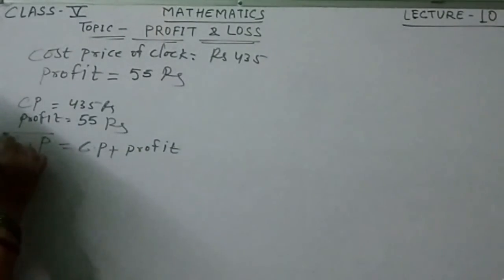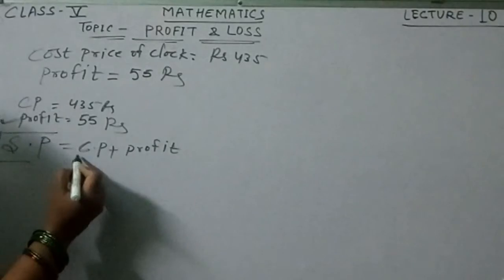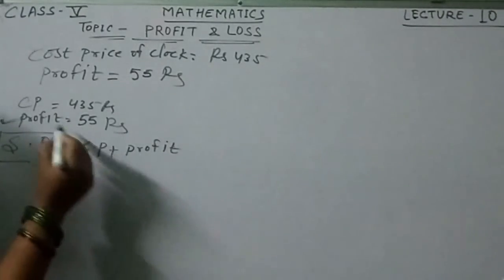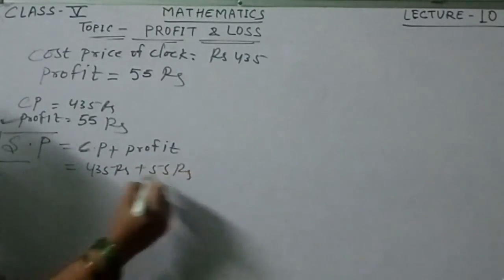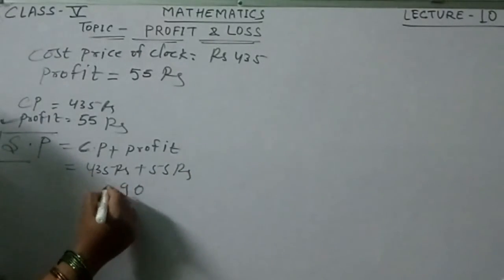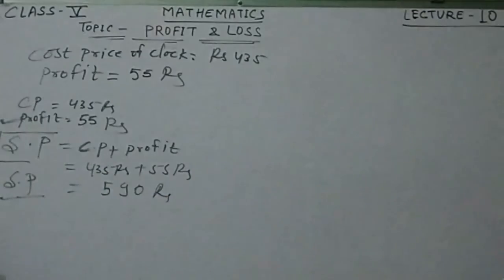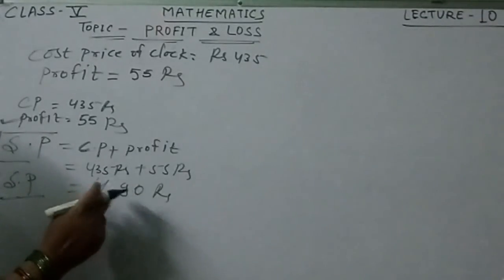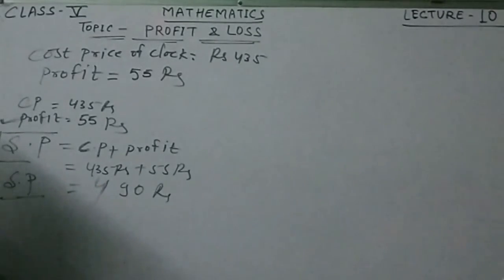What is the selling price so that she gets the profit of 55 rupees? It is simply cost price CP plus profit. Then CP 435 rupees plus 55 rupees. Add these numbers together. 5 plus 5 is 10, 0. 3 plus 5 is 8, 1 is carried, 9. 4 plus 1 is 5. So that is 590 rupees. Means the selling price of the clock is 590. Sorry, this one is a 4 only, 490 rupees. Okay, 490 rupees.